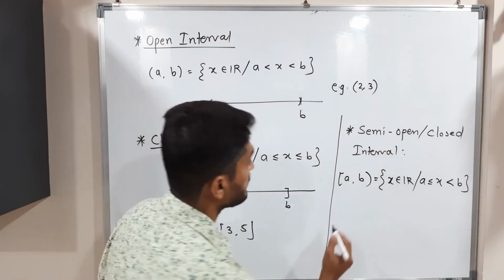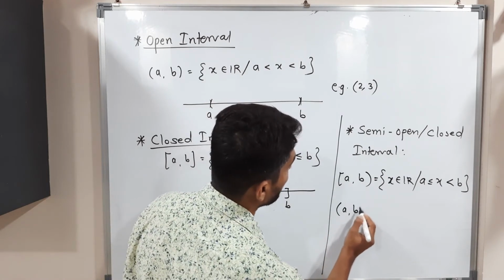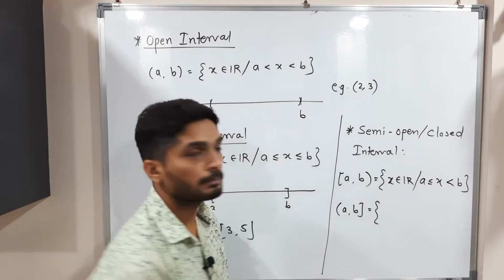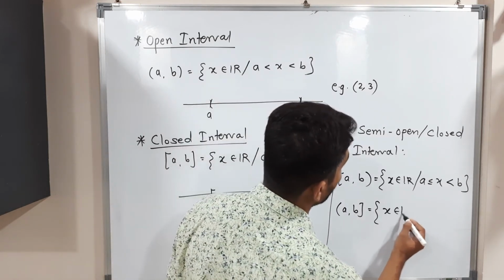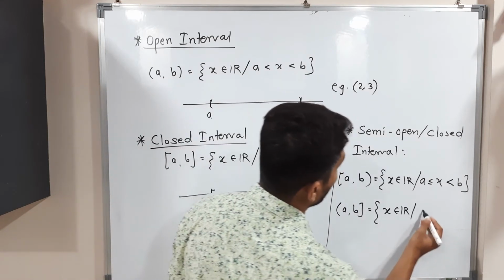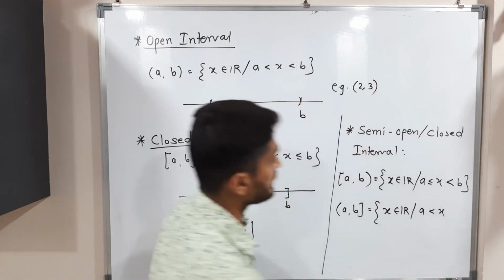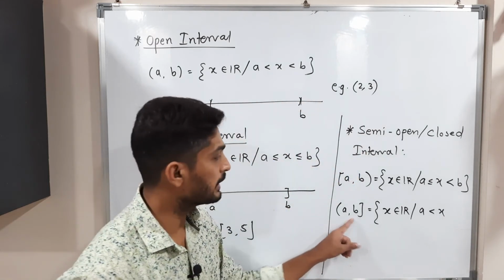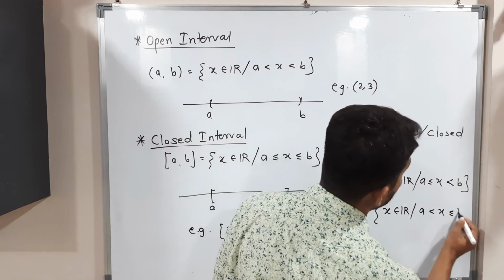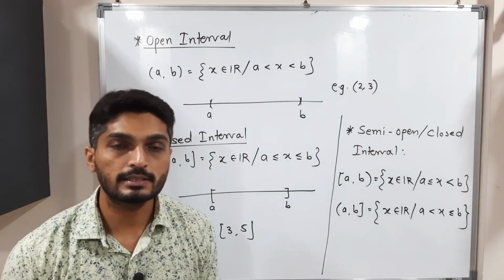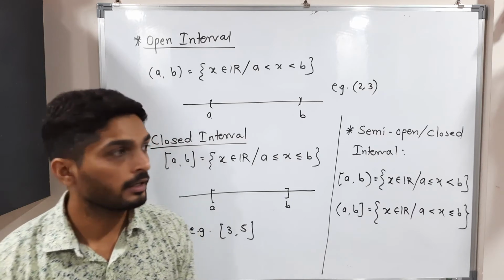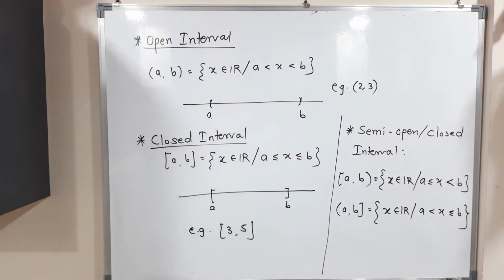And the second set is open at a, closed at b. Can you tell me its definition? It can be written as x belongs to R such that a strictly less than x, since a is not a member of this set, but b is a member of this set, less than or equal to b. So these are semi-open or semi-closed intervals. You can make a screenshot of it and after that we will go further.